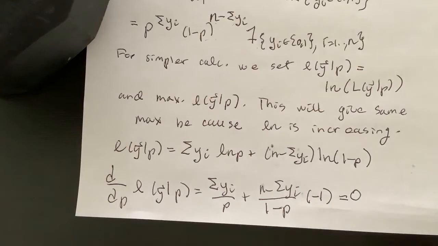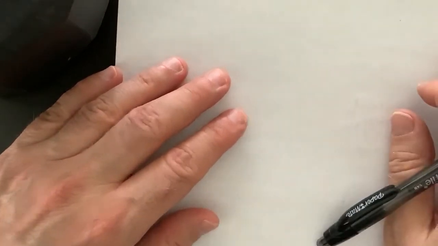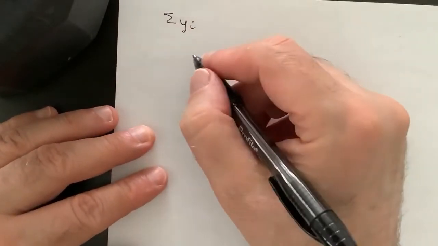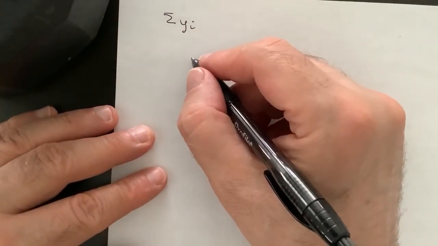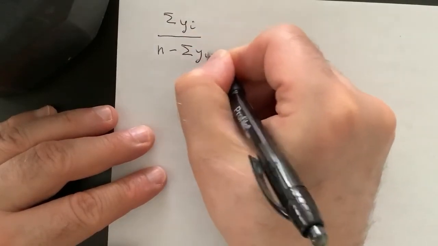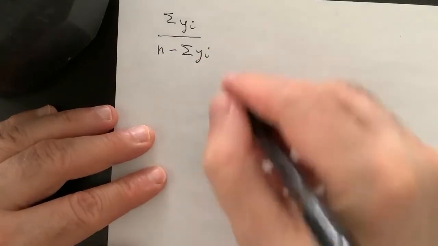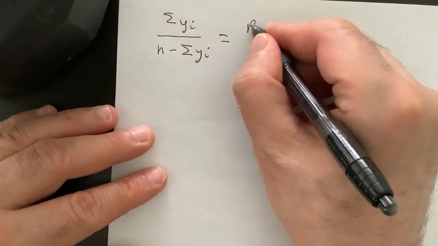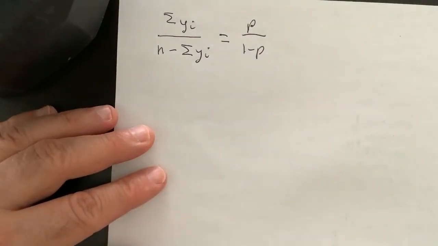So doing this, let's see what happens. I can add to one side, right? So we have sum yi over p, right? Sum yi over n minus sum yi should equal p over 1 minus p, if I did this right.